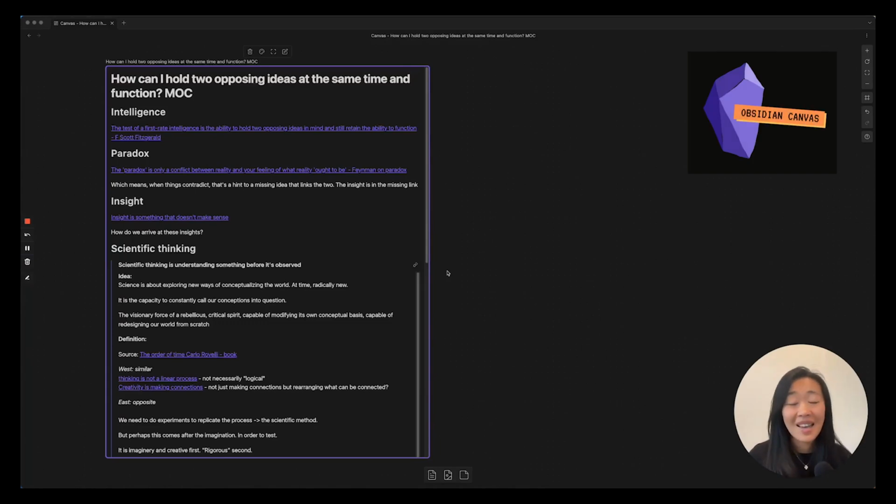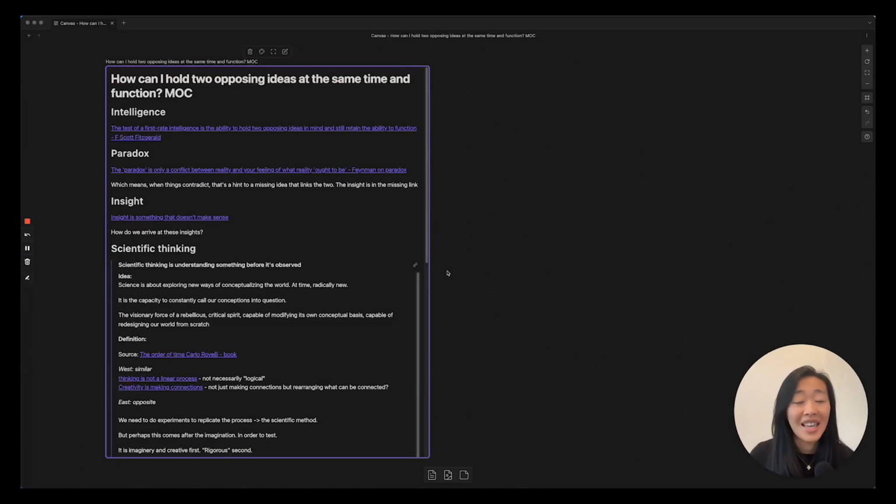So here is my canvas in Obsidian. If you don't know what a canvas is, in a nutshell, it's like a mind mapping tool. And if you want to know more, I have a video dedicated to this, so check that out. I prefer to use canvas in conjunction with writing out an MOC.